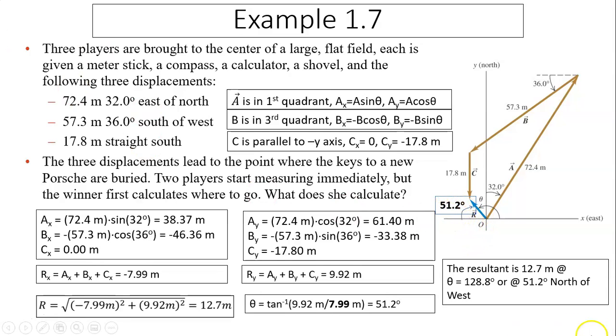Another way to determine the direction is from east, north, west, or south. Because the angle is sweeping from the west, it's off west. Which direction are you going? You're going to the north. So it's 51.2 degrees north of west.